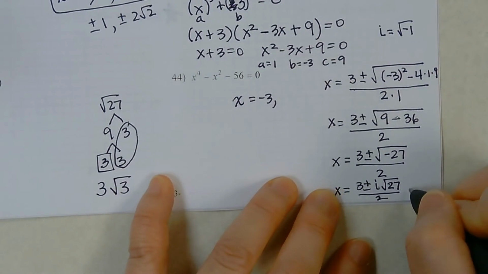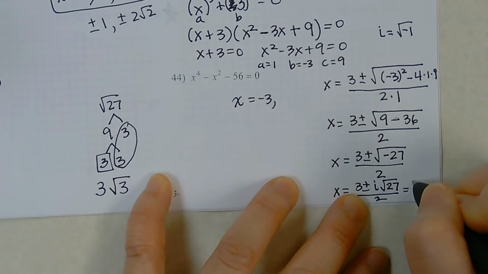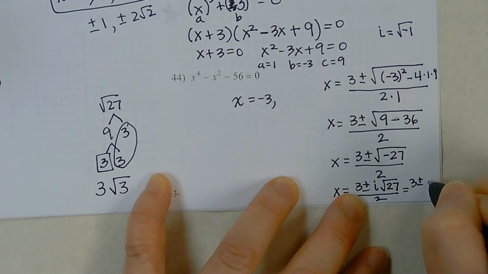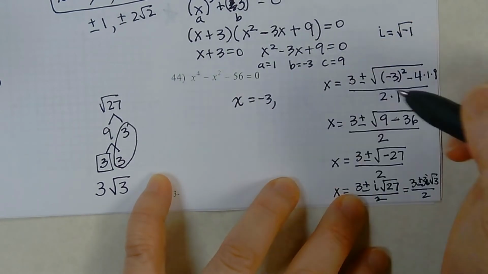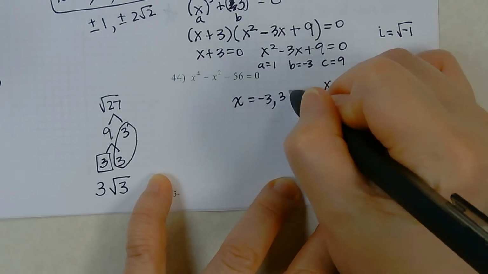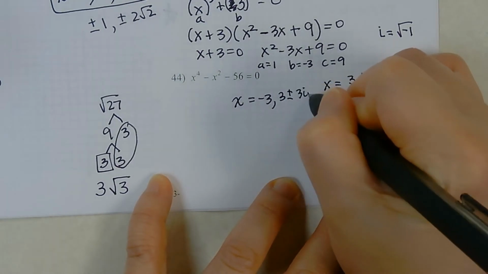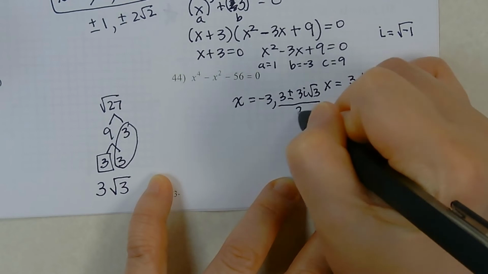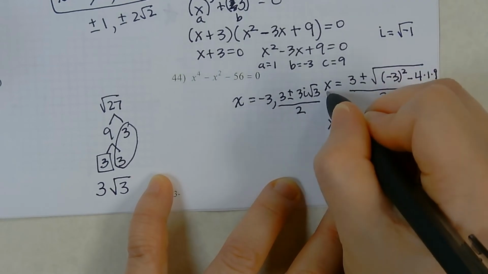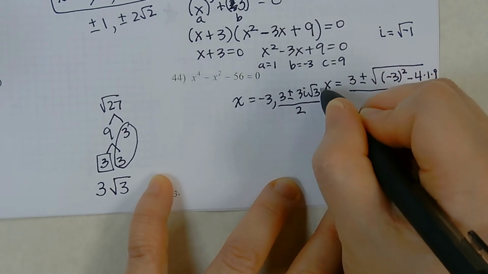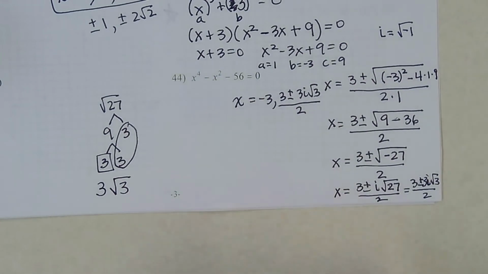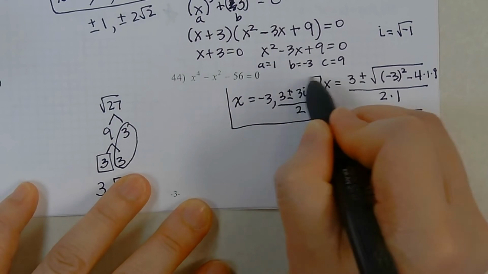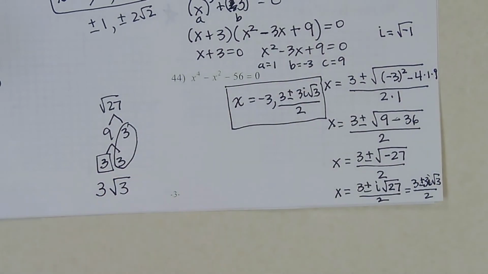All right, so then our answer is going to be 3 plus or minus 3i root 3 over 2. All right, we're just going to leave it just like that. So 3 plus or minus 3i root 3 over 2. If you want to put that i at the very, very end, you can. Just make sure that it is not under the radical, because that would be radically wrong. All right. There we go.